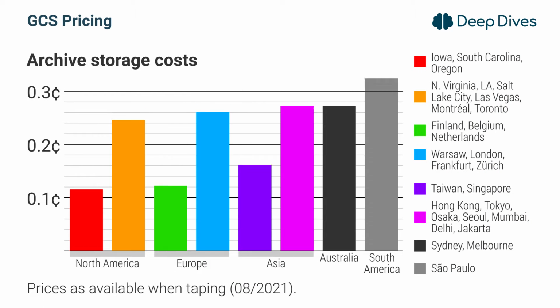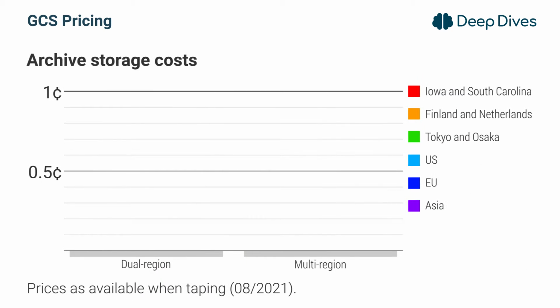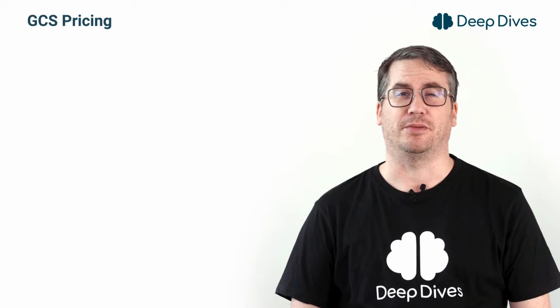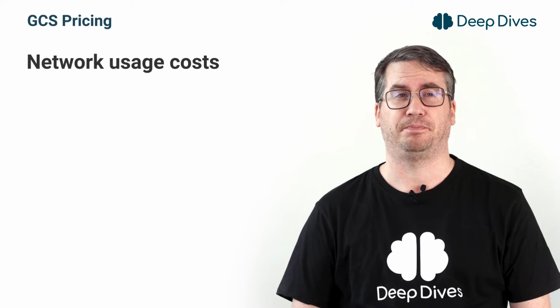At last, we're also talking about archival storage. It costs from 0.12 to 0.3 cents per gigabyte per month, depending on the region. Dual regions are 0.5 cents, except for the Asian dual region being 0.65, and all multi-regions are 0.4 cents per month. Besides storage, you're also paying for network usage.